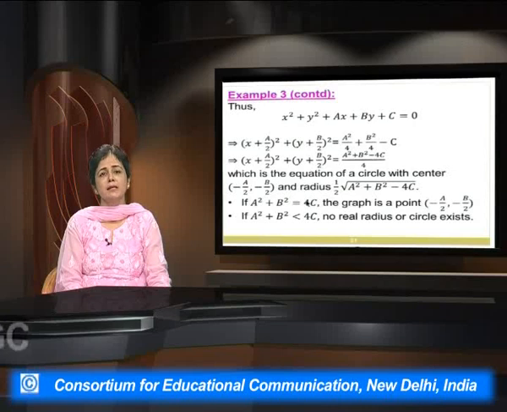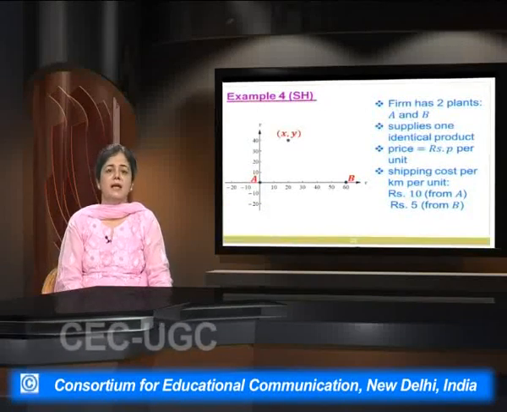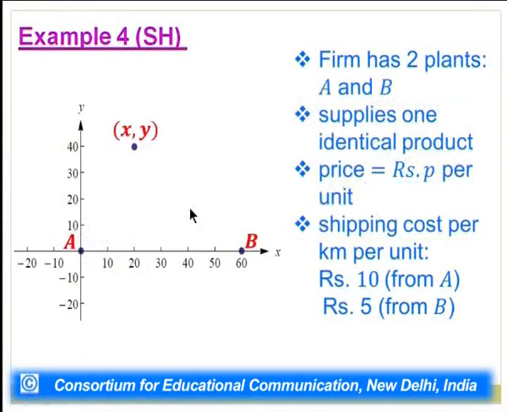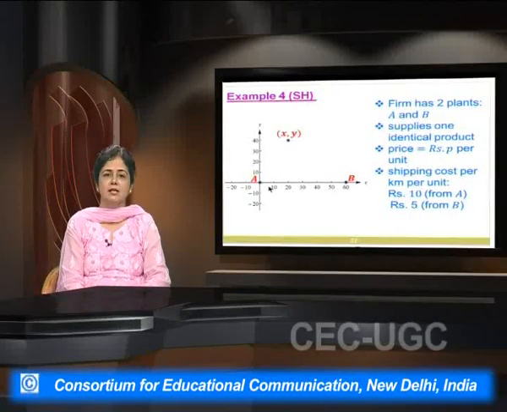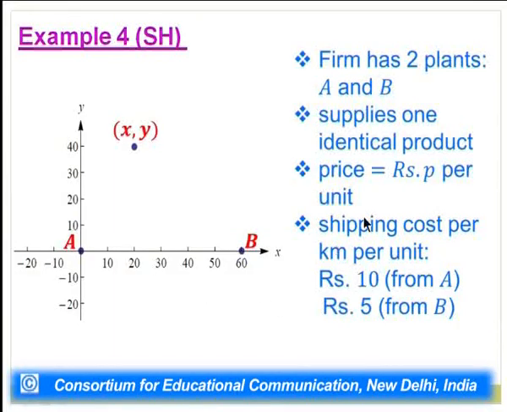Okay, with this, let me now set up the economic application for you. So here we have a firm which has two plants, A and B. Plant A is located at this point 0, 0, where my cursor is right now, and plant B is located at 60, 0, which is basically to say that these two plants are 60 kilometers apart. This represents the distance between the two plants, or you could just call them firms, because actually they are just firms.